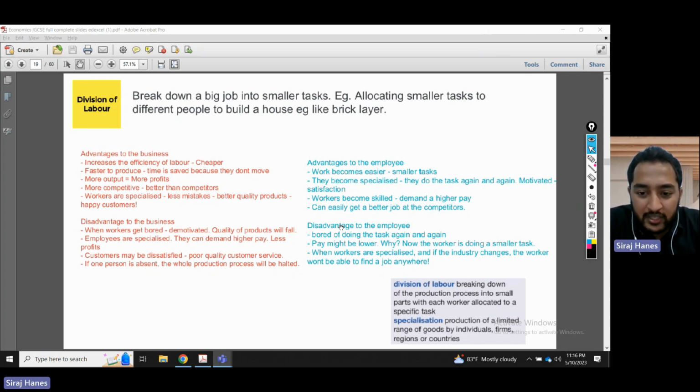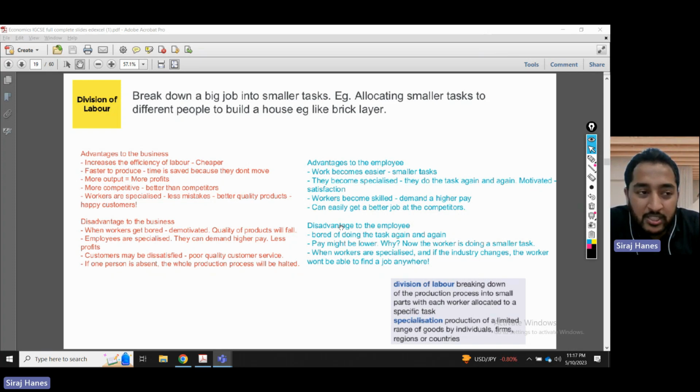Disadvantages to the employee. Maybe you're bored of doing the task over and over again. Why do I even work this job if I'm going to do this over and over again? Pay might be lower. Yeah, because now I'm doing a smaller task. The bricklayer is only doing a small task. He's not doing everything. So they'll be like, you know what? I'm paying you lower because you're doing something smaller.